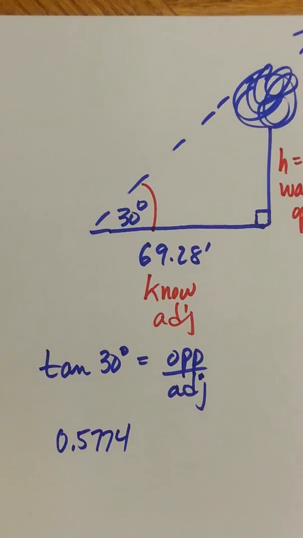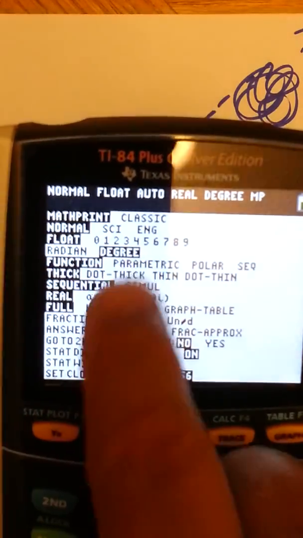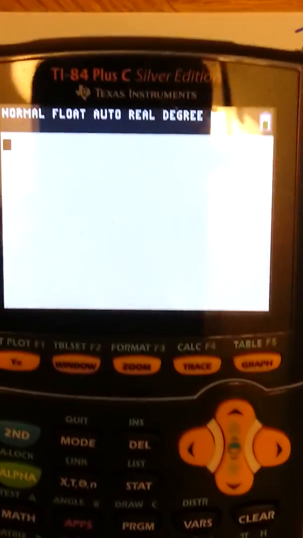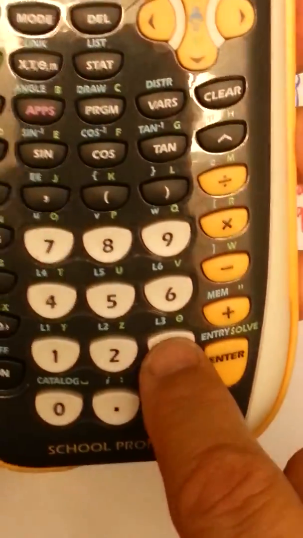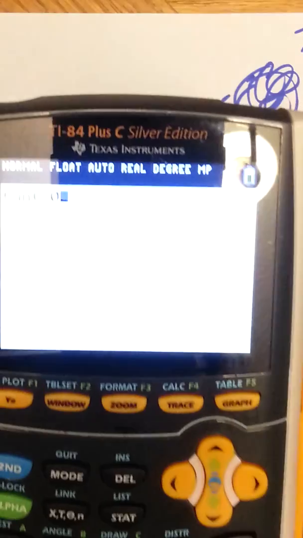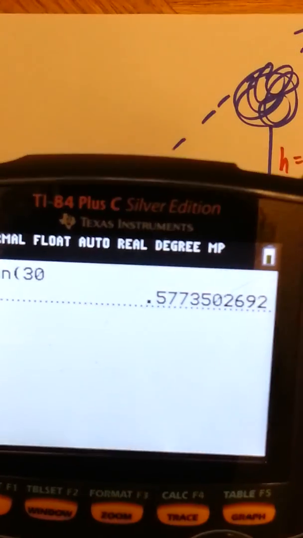Also, if you put it in your calculator, I'll just show you that. You need to make sure your mode, so check your mode. Come down here, make sure you're in degree mode. We are. Now all I have to do is go tangent of 30 degrees. Press enter, 0.5774, right? The 35 would round to 4.